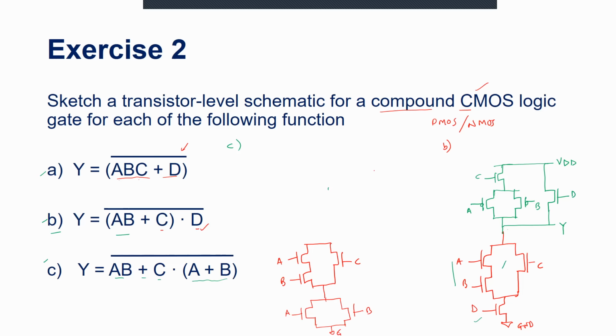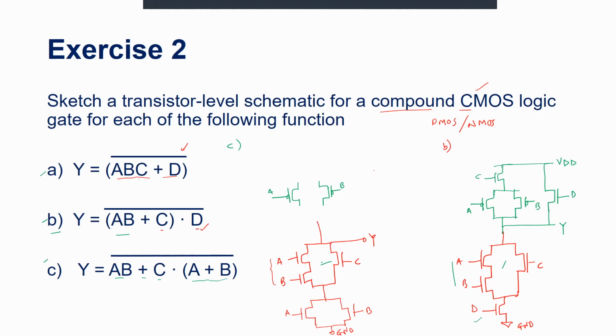So here is my ground. So very simple. I see Y is here. And now A and B are in series here. So I will start drawing A and B to be in parallel. This is A and B.